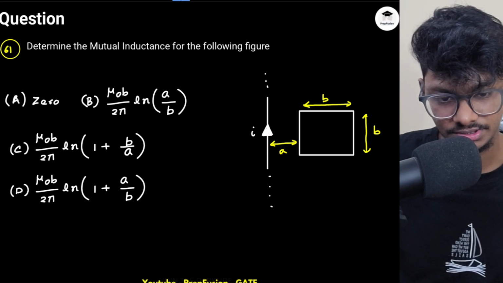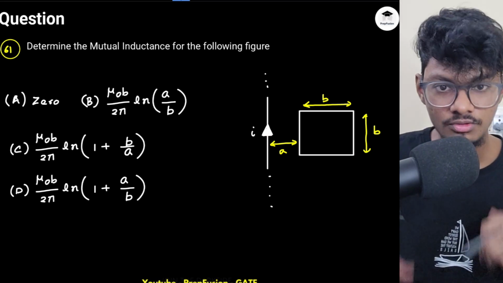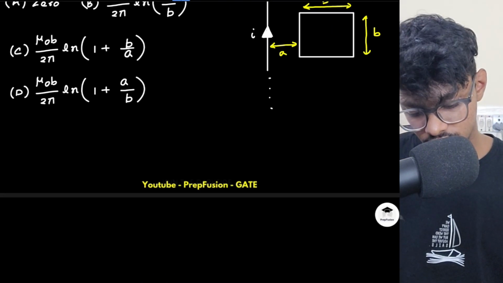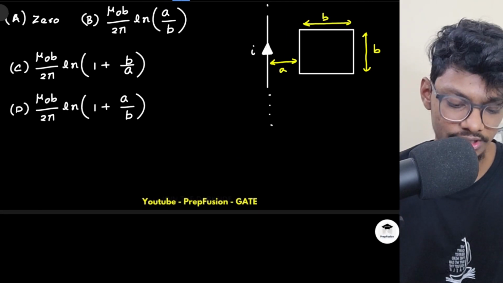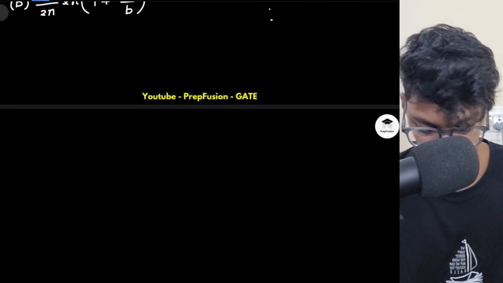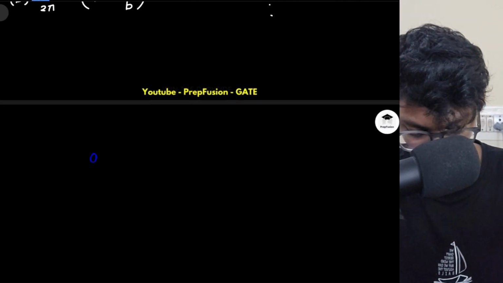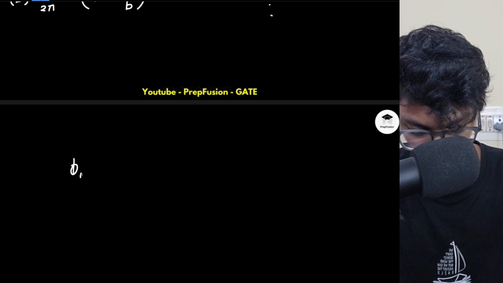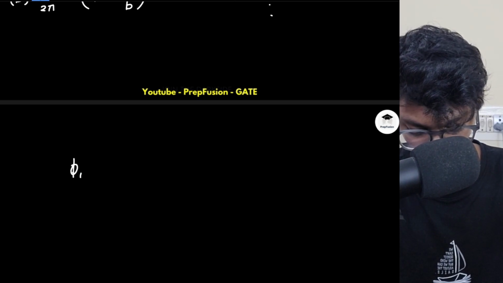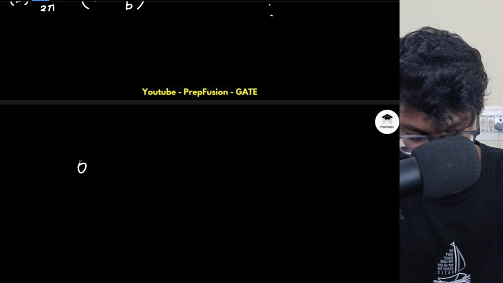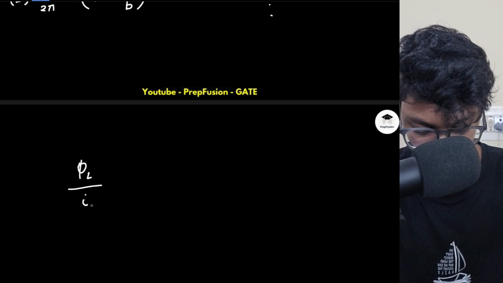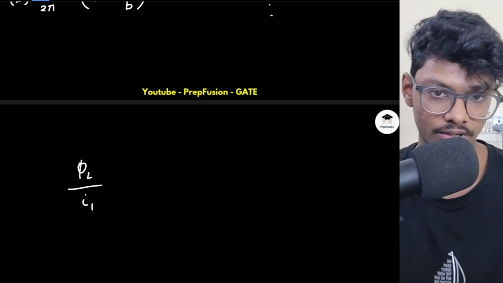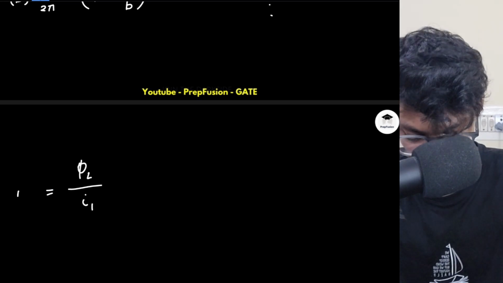Can you derive the expression? For these types of cases you have to solve using basics. What was the definition of mutual inductance? It was the flux due to coil 1, not flux in coil 2, sorry, flux in coil 2 divided by the current generated in coil 1. So this was the definition of mutual inductance.